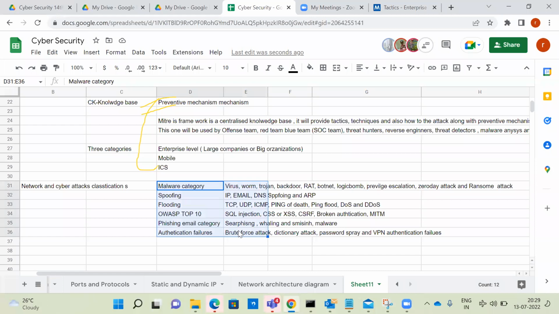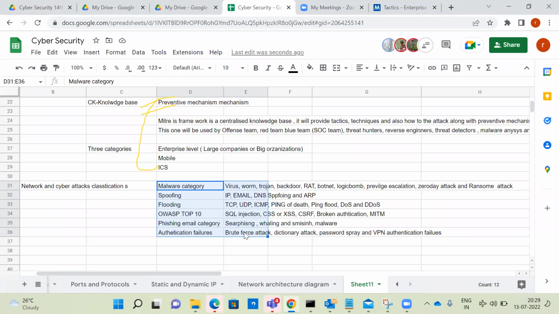Not only this, in a SIEM tool on a daily basis, what exactly will you see as alert notifications? We'll see malware-related categories like ransomware, virus, worm, Trojan. We'll see phishing email category alerts. We'll see privilege escalation, brute force, password spray, DoS, DDoS, and so on.